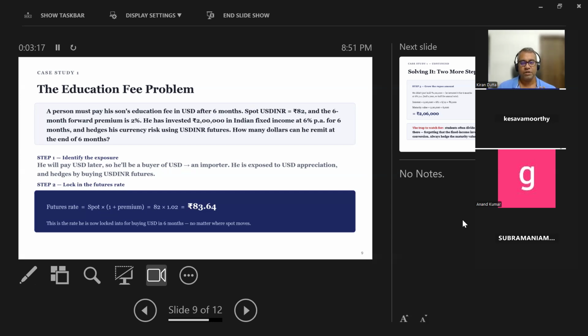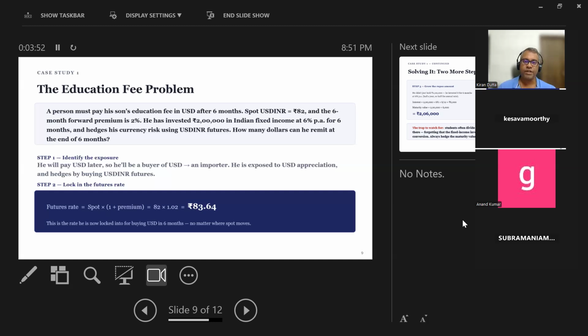Everyone got this? Today the currency is 82. 6 months down the line, the currency will go up by 2%. What is the father doing? Since he has to send the money only after 6 months, he has taken 2 lakhs and is putting it into a fixed deposit. The fixed deposit will give 6% per annum, but he is putting it only for 6 months. Now tell me how many dollars will he be able to send after 6 months? Everyone understood this?